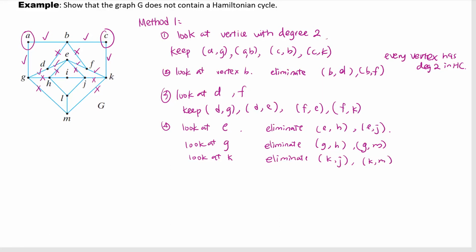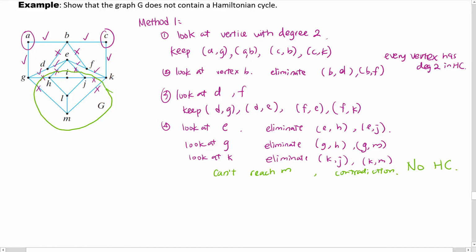Well, now what happened? Now in the graph we cannot go through the edges. Because all these edges are deleted, we cannot reach the vertices M, L, H, J, I. So we get a contradiction. We can reach M, for example, so we get a contradiction. If we get a contradiction, then we say there's no Hamiltonian cycle. So this is method 1.